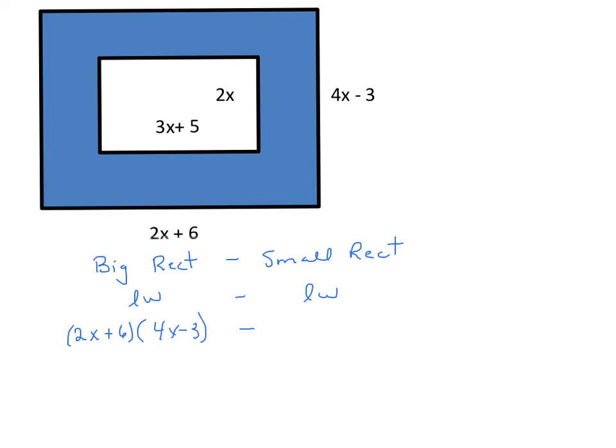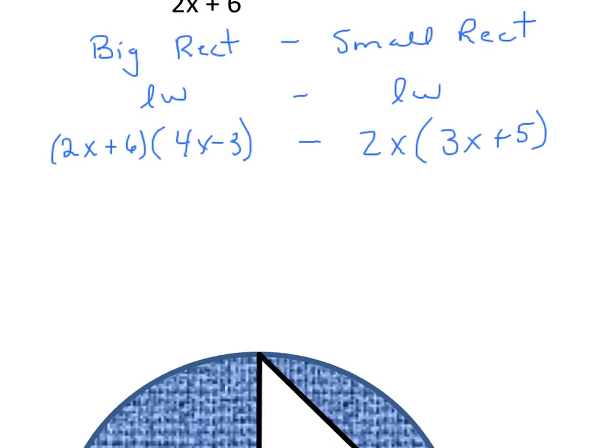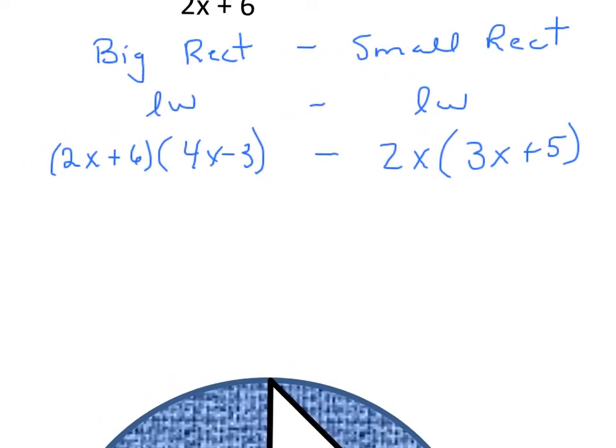And then now I'm going to do my little rectangle. So 3x plus 5 and 2x. So I'm going to put the 2x out front times 3x plus 5. All right, so I'm going to go ahead and I'm going to start foiling this first part here. And so when I do that, I'm going to get 8x squared minus 6x plus 24x minus 18. So 8x squared plus 18x minus 18, okay?